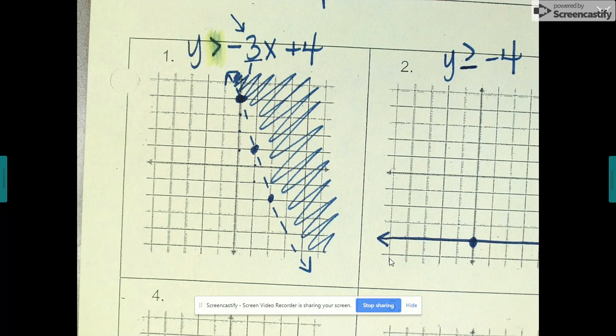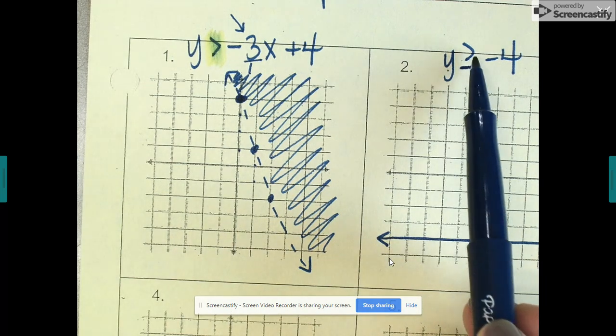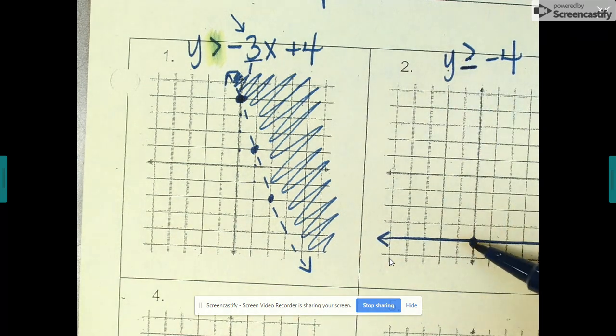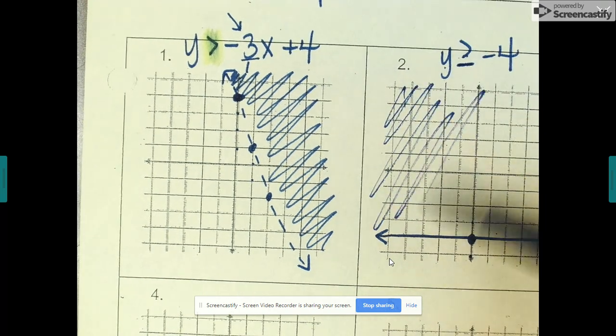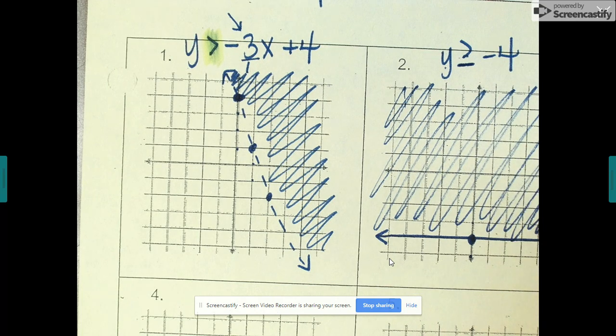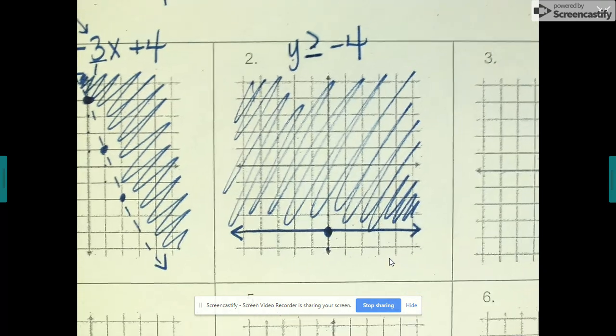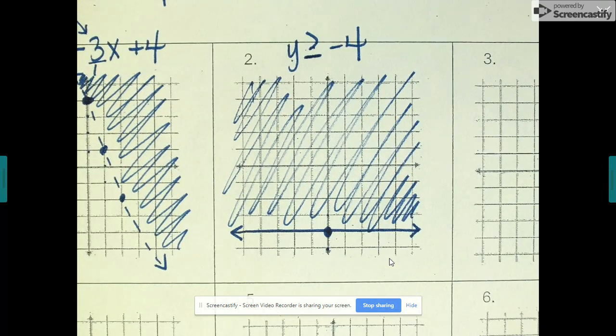Now, let's take a look at this, and it says y is greater than. So let's take a look at y is negative 4. Where are your numbers bigger than negative 4? Would it be negative 3, negative 2, negative 1, or would it be negative 5? Things that are greater than are above. So we're going to shade all of this. Again, you can pause this video as many times as you want, go back, whatever you need to do.